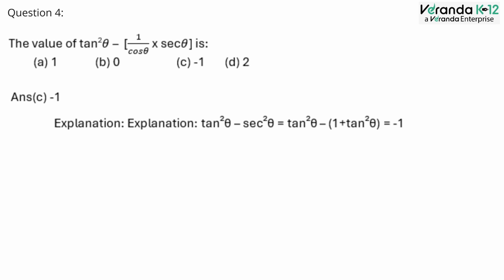So here we are going to use tan square theta. This sec square theta we can replace using an identity 1 plus tan square theta. So when we substitute 1 plus tan square theta in the place of sec square theta, tan square theta minus of 1 plus tan square theta will get cancelled. At last we will get minus 1 as the answer.